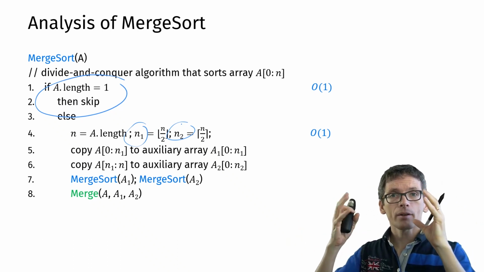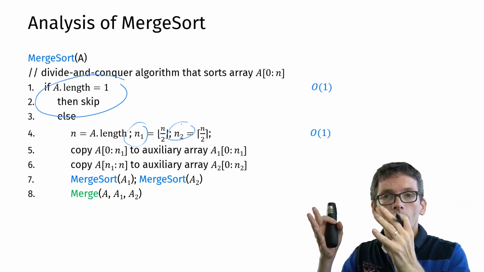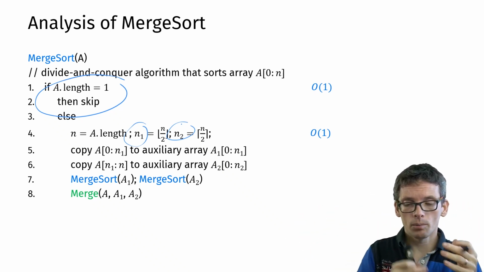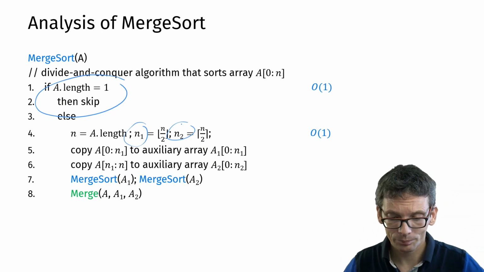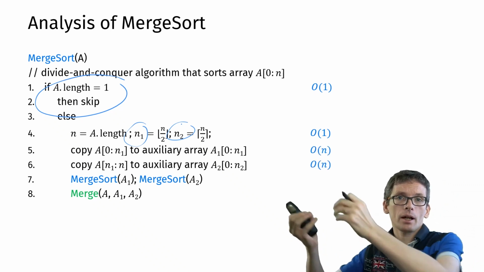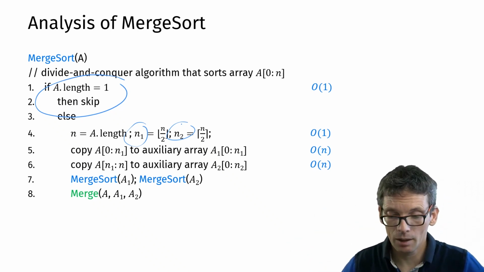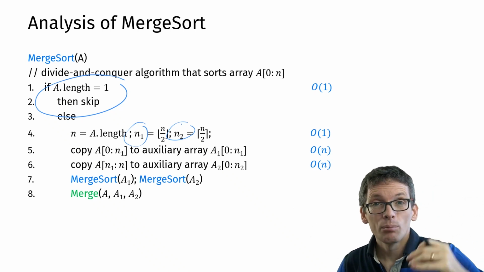Now we're copying the first half of A to A1 and the second half of A to an array A2, both of half the size. That takes linear time, because for copying I have to take every element and move it to the new array. So overall I'm moving n elements here. Finally, we have the merge.